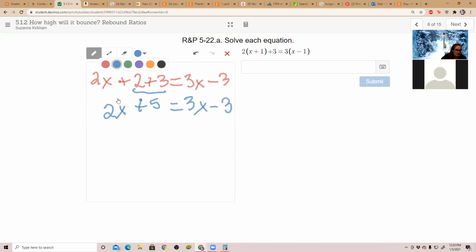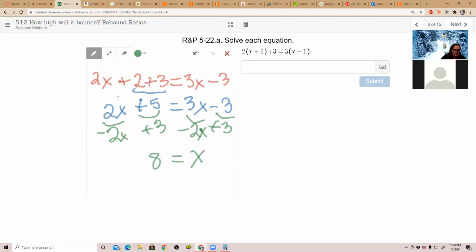All right, so now we're going to continue combining like terms. So I have this x and this x that we're going to combine. And since the 3x is bigger, I'm going to subtract 2x from both sides. So 3x take away 2x is x. And then I'll combine the -3 and the 5. So I'm going to add 3 to both sides. 5 plus 3 is 8. So 8 equals x, or you can type x equals 8. Either way, it's the same.